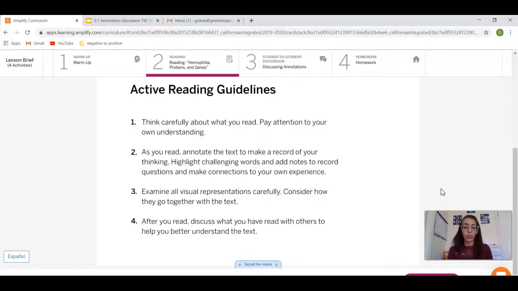Examine all visual representations carefully. Consider how they go together with the text, right? Connections are really, really important. After you read, discuss what you have read with others to help you better understand the text. We'll go deeper into how we're going to discuss it with each other while we are in our distance learning. So let's go to the next page.